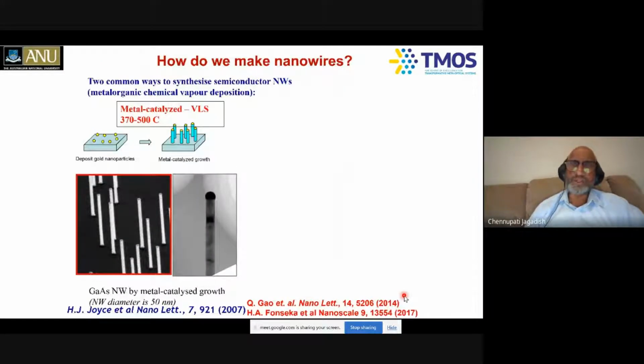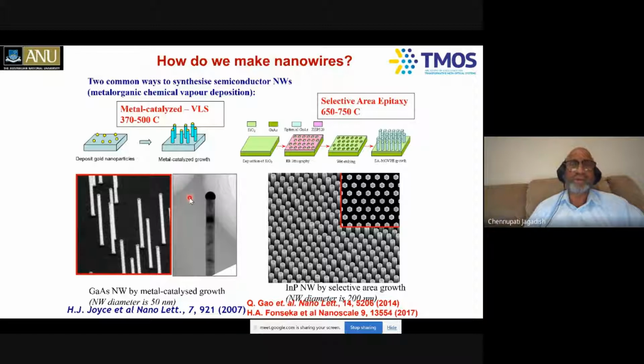So if nanowires are of so much importance, how do you make them? The two main techniques we use are a metal-catalyzed VLS growth process and selective area epitaxy, which I will explain. We use a technique called metal organic chemical vapor deposition, or MOCVD. There's also an alternative technique called MBE, molecular beam epitaxy. Because MOCVD is used by industry, we've chosen MOCVD so that the technology can be transferred to industry much more easily.